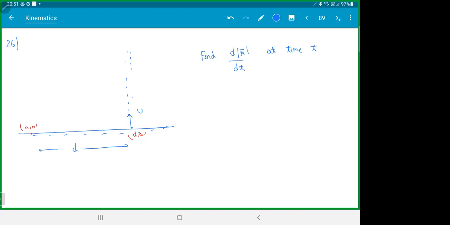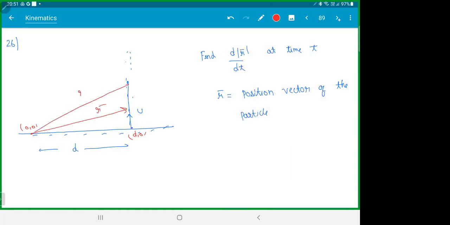How to do this thing? It's a good one. Give it a try. A particle is projected with speed u vertically at a distance d, 0. It is going up and down. (0, 0) is the origin. R bar is the position vector of the particle. Means as this guy is flying here, this is the R bar, then this is R bar, then this is R bar, and so on. I hope you're getting it. And I'm asking you to find the rate of change of the magnitude of the vector. And we did discuss d mod r by dt last time before.